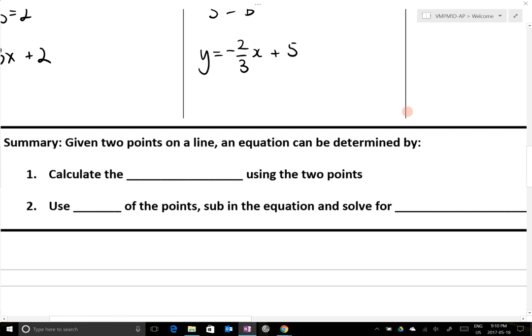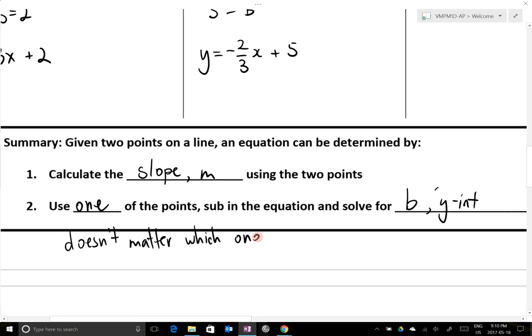Okay, so our summary. When you have 2 points on a line, you can determine the equation by calculating the slope between the 2 points. And then you use one of the points, substitute into the equation, and solve for b, or the y-intercept. Okay, and when you're using one of these points, it doesn't matter which one. Any one will do, of the two that you're given.